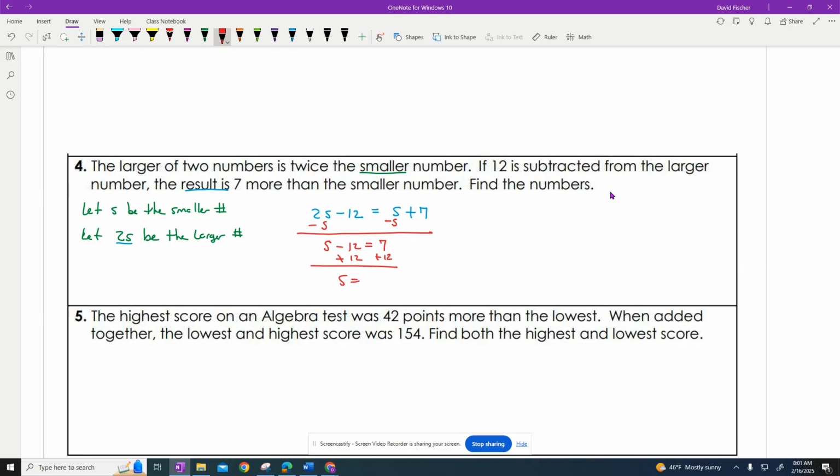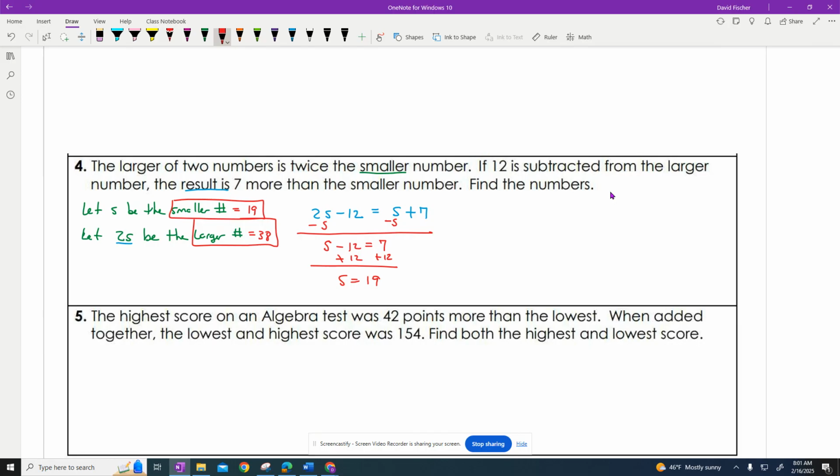See, 7, 8, 9, that's 19, I do believe. So now we can come up here, let s be the smaller number, so that equals 19. And now we want 2 times 19, which I know is 38. We found the two numbers. The smaller number is 19. The larger number is 38.